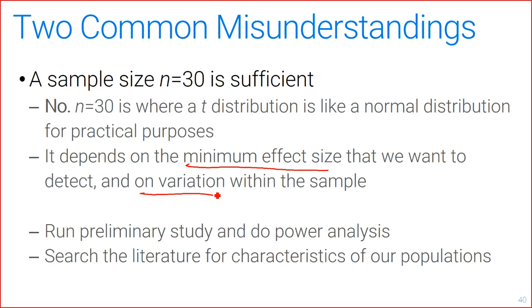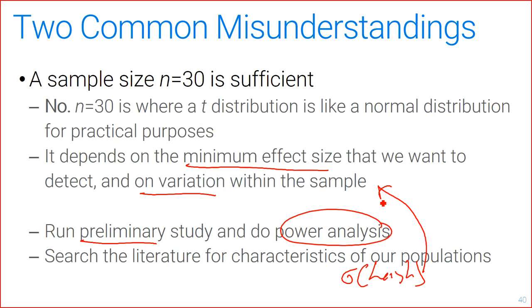And then what we typically do is run a preliminary study and do something called power analysis. We're going to talk about it in the next lecture. And always search in the literature for characteristics of your populations. So you might be able to figure out that, I don't know, the standard deviation of the height of people is whatever. And then knowing that, you can aim for a specific sample size. So it's always dependent on what you want to detect and the properties of that thing you want to detect. We're going to talk about it later.